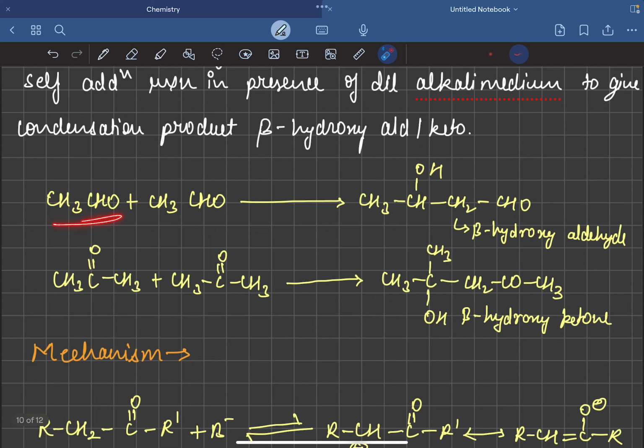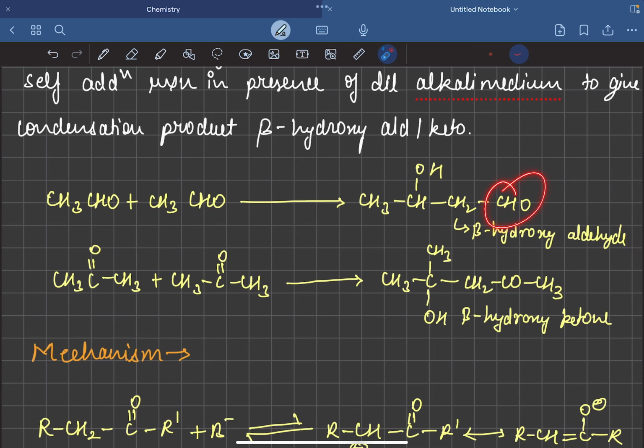Let's see the general reactions. See, this is one aldehyde. Here you need 2 moles of either aldehyde or ketone. Both of them are necessary. In aldol it is required that alpha hydrogen should be present, and one more thing is the reactant molecules should be the same. These two same reactant molecules will give a beta hydroxy aldehyde. See, the product formed is also an aldehyde.